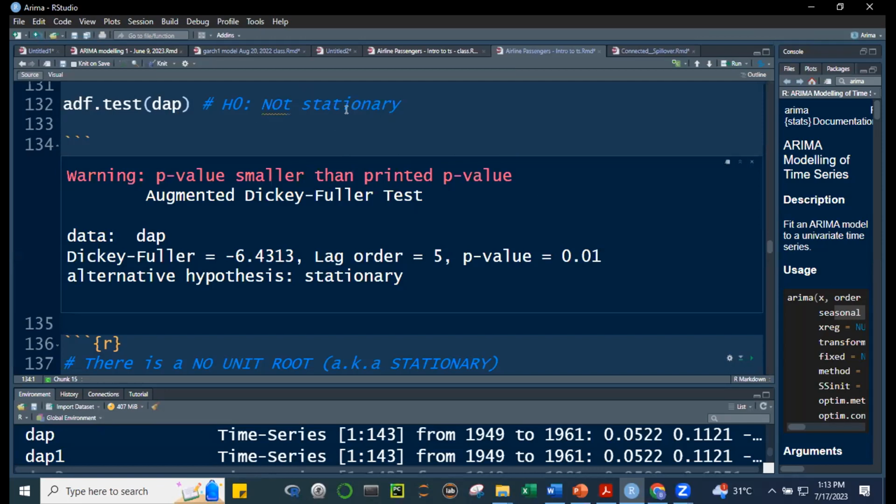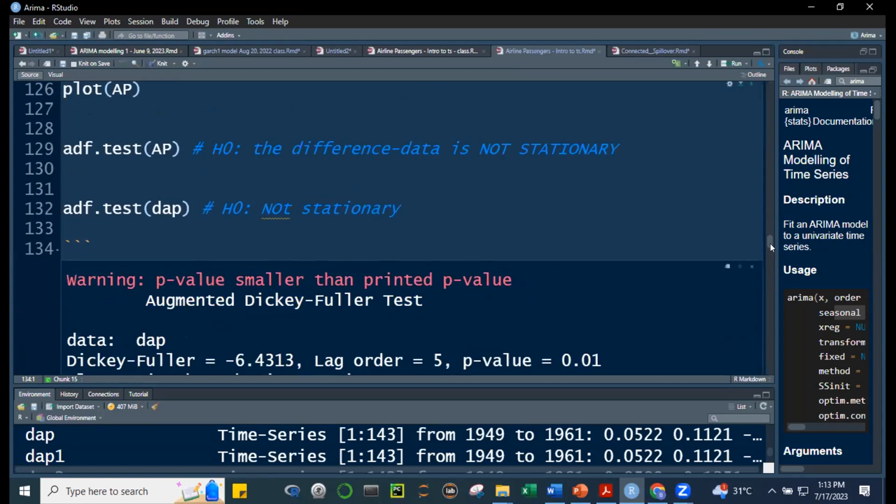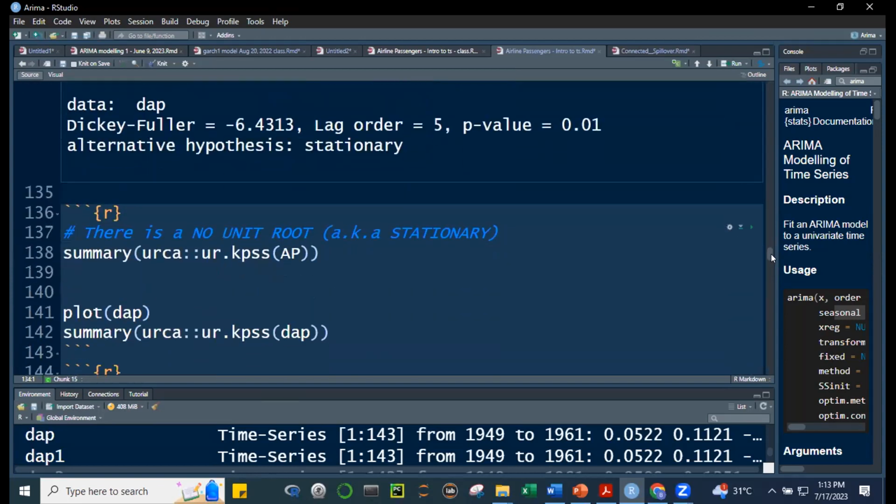So tama, i-reject natin to. Kasi yung object natin na DAP, which is your difference AP, is indeed stationary. So for DAP, tama yung ADF test. Pero for AP, hindi siya lumalabas sa tama. Okay, so there are other tests like ur.kpss. This is coming from the urca package, and it's a unit root test by Kwiatkowski, Phillips, Schmidt, and Shin.